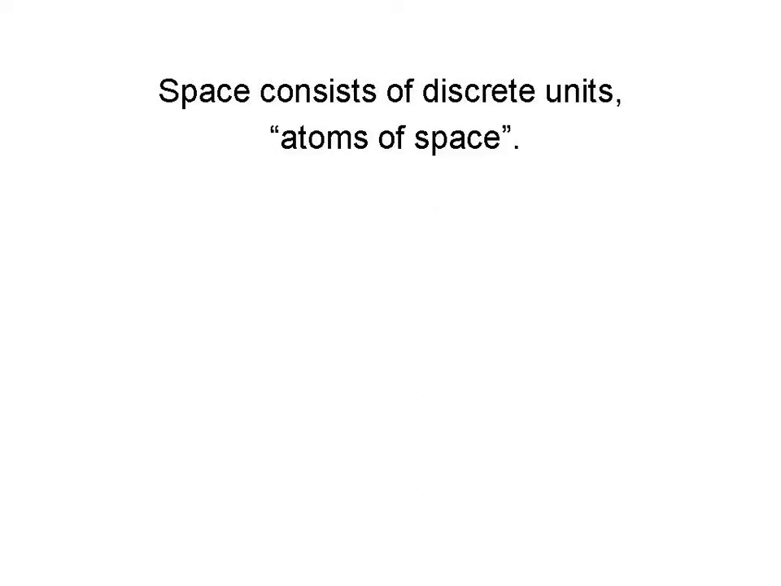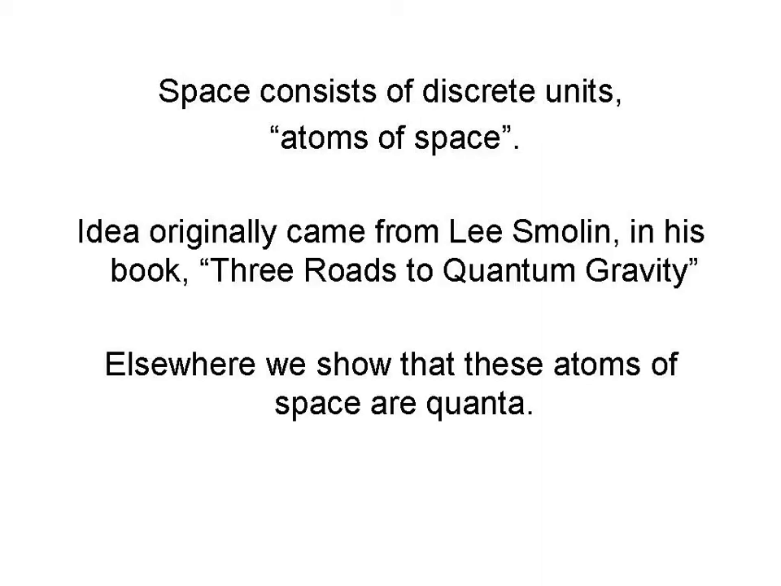Central to this concept is that space consists of discrete units, atoms of space. The idea, to me, originally came from Lee Smolin in his book, Three Roads to Quantum Gravity. Elsewhere, in different papers and videos, we will show that these atoms of space are actually quanta.